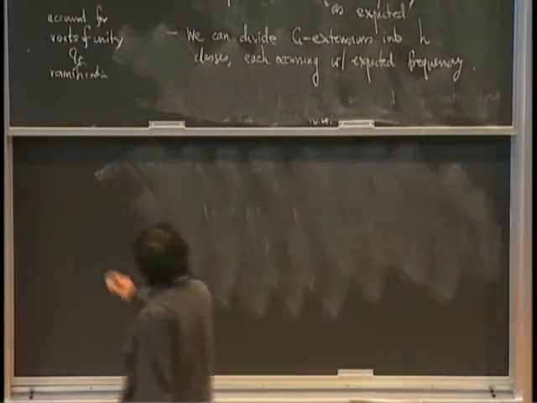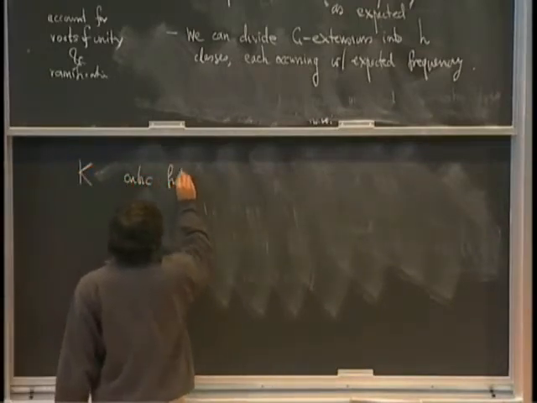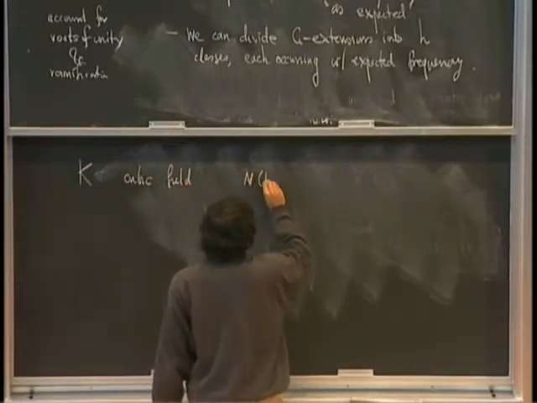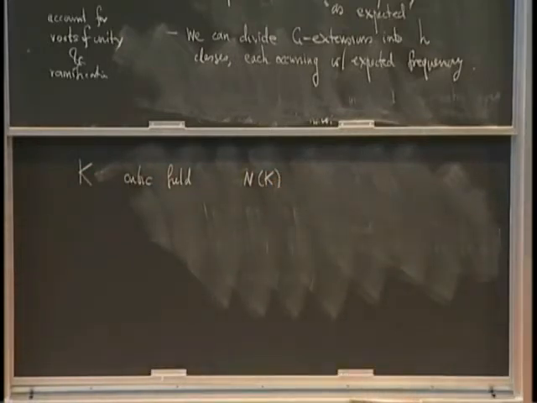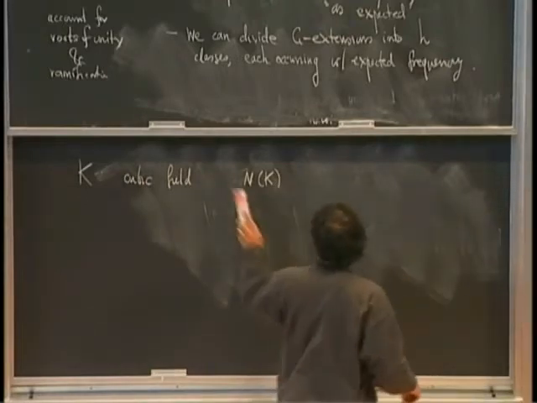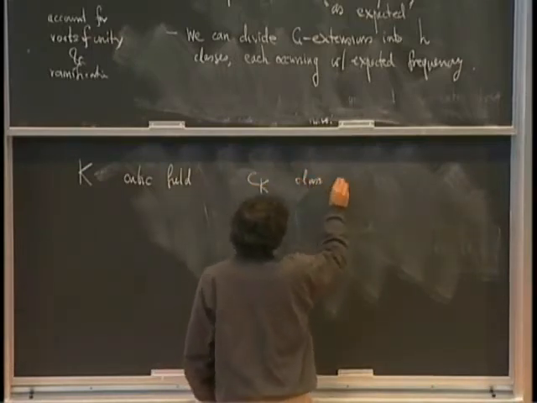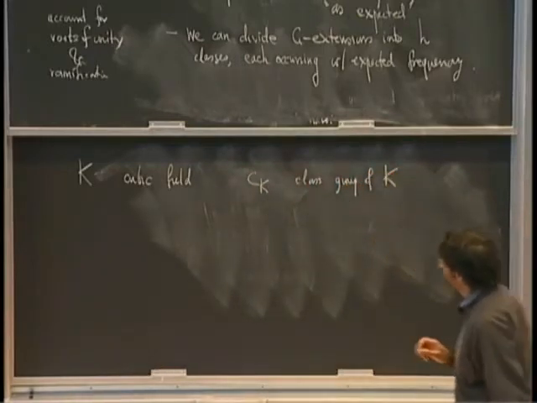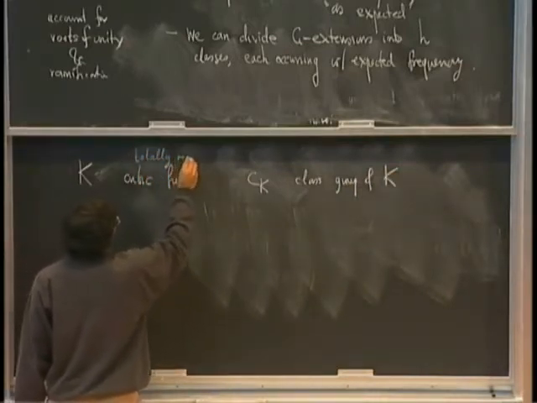cubic fields. So all right, K is going to be a cubic extension, a cubic field, and let's call C of K the class group of K. This doesn't matter so much, but we're going to look only at totally real fields, just so I don't have to keep dividing.